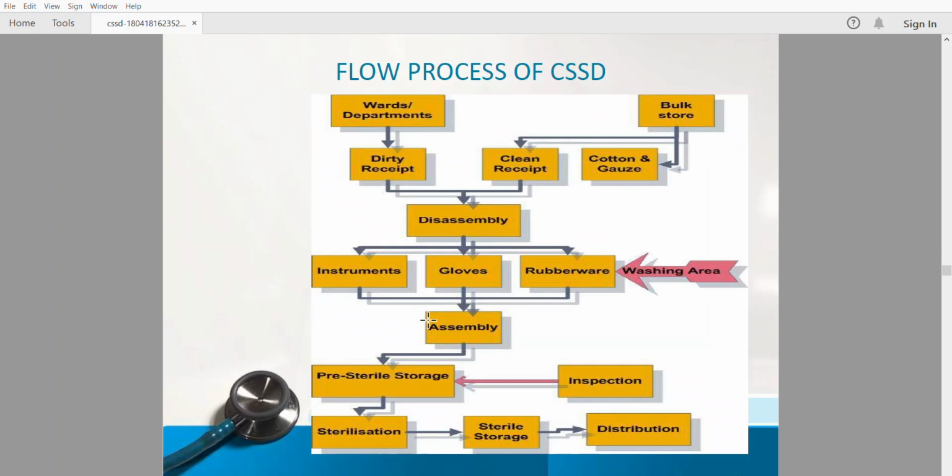So the flow process: the department gets the dirty receipt, bulk store, clean receipt, cotton gauze, disassembly, instruments, gloves and rubberware, assembly, pre-sterile storage, sterilization, sterile storage, distribution. Prior to distribution, there is inspection.